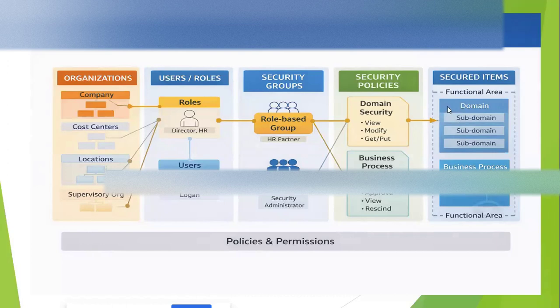Here is how it works. Whenever we create a company or cost center, we have seen that we create a supervisory organization, cost center, company location, etc. Once an employee joins a supervisory organization, we have to assign a role to them. Suppose the person is joining as an HR partner. HR partner is a role, and whatever security we assign to a role becomes role based security.